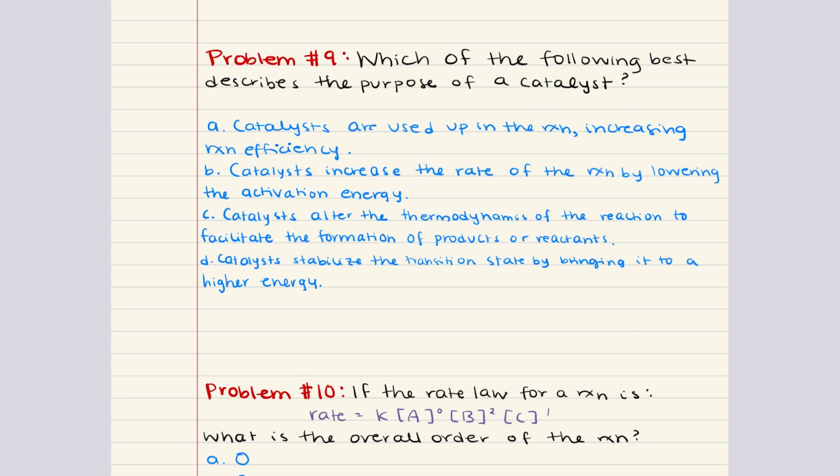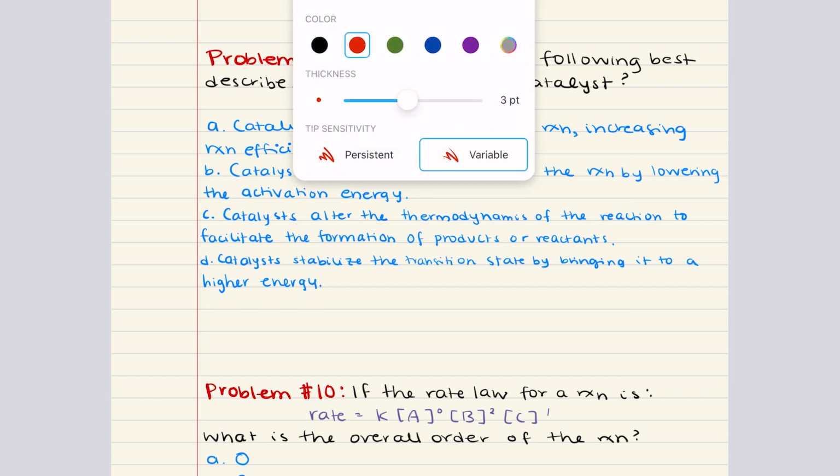Problem 9 asks, which of the following best describes the purpose of a catalyst? Before we even analyze the options, I just want to remind you that a catalyst is a substance that increases the rate of a chemical reaction without being consumed in the process. It does so by providing an alternative pathway with a lower activation energy for the reaction. Also, activation energy is the energy barrier that must be overcome for reactants to convert into products. Lowering the activation energy increases the rate of the reaction. Keeping those 2 points in mind, let's work through our answer choices.